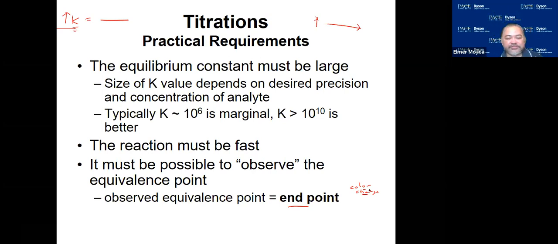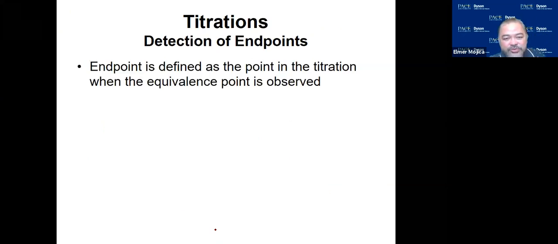Now, if you're going to use instrumentation like a pH meter, maybe your endpoint would be like this. So you see the sudden rise of the pH. But in all the experiments that we did, experiments 3, 4, 5, 6, and 7, all of them involve color change. Now, you want the endpoint to be at least near the equivalence point. The way that you detect the endpoint here, you define this as the point in the titration when the equivalence point is observed.